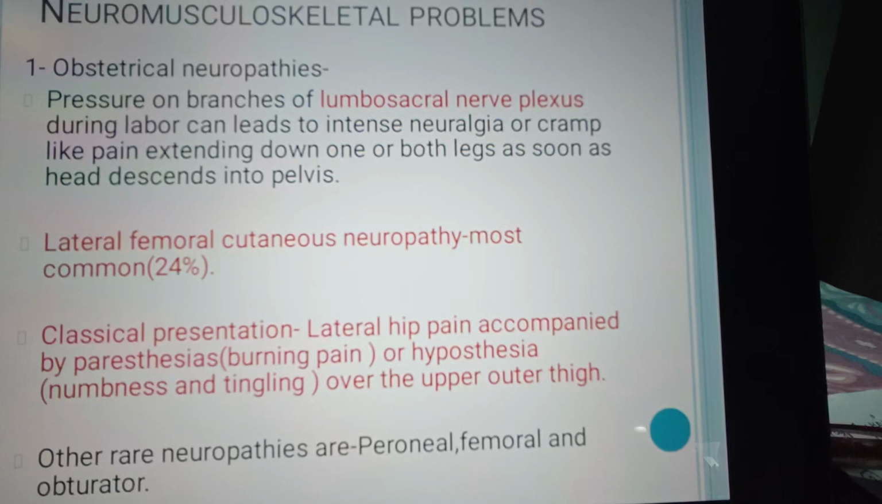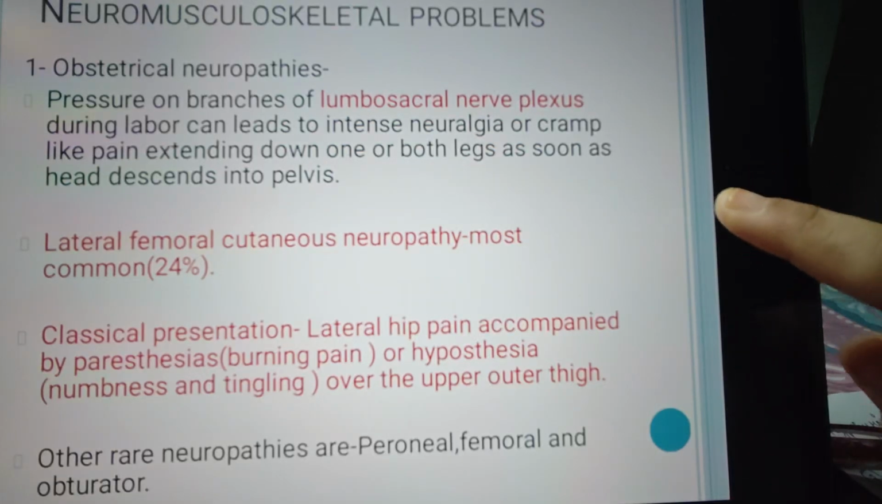Also, there is one nerve which gets injured during normal delivery. What is this? This is the LCN, or the lateral cutaneous nerve of thigh. This LCN neuropathy is the most common, and it occurs in 24% of normal vaginal deliveries. And what is the presentation after this neuropathy? The patient can present with paresthesias, that is lateral hip pain accompanied by burning pain. Hypoesthesia means numbing or tingling over the upper outer thigh, and there can be other neuropathies also, like peroneal, femoral and obturator. This lateral femoral cutaneous nerve supplies the lateral aspect of the thigh and the limb, and burning pain, numbness and tingling can occur in the outer thigh.